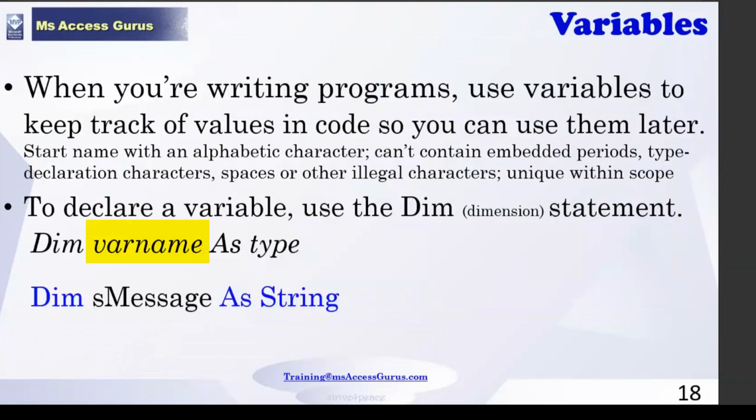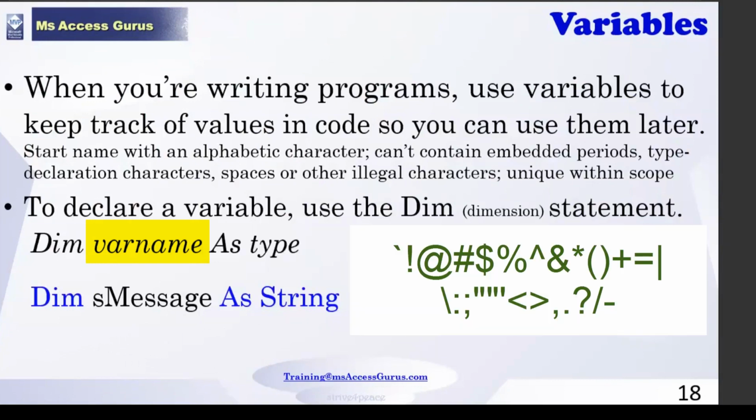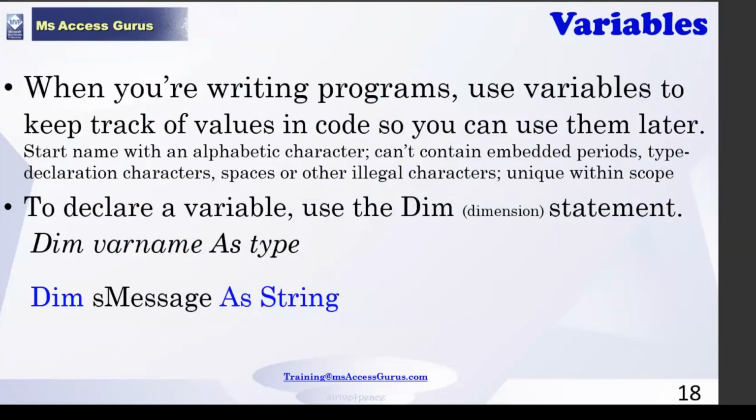Variables have to start with an alphabetical character, and they can't contain periods or type declaration characters, spaces, or other illegal characters. I think it's good just to always start them with a letter, and if you have a number in it, just don't put that number first. To declare a variable, you can use the Dim statement, dimension: Dim varname As type, like Dim sMessage As String.